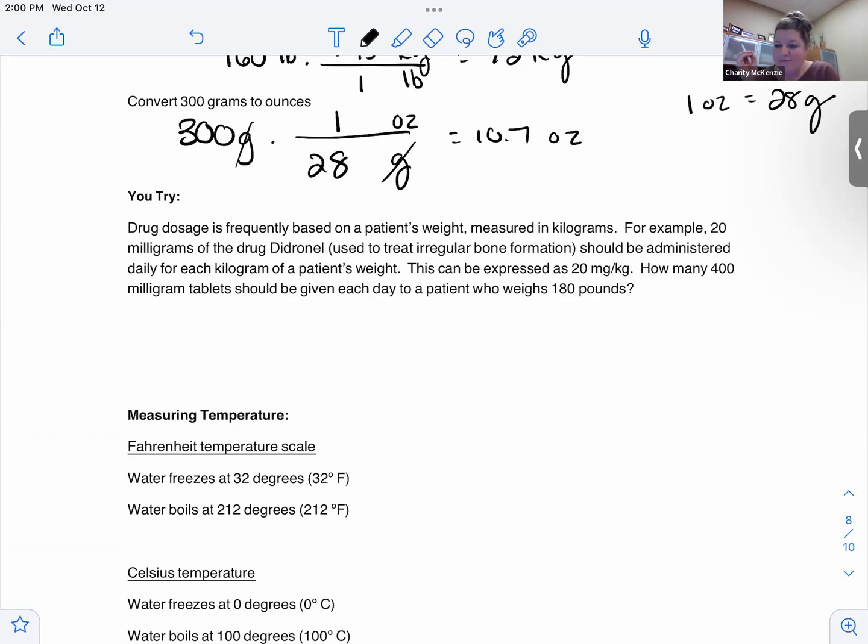Pause the video, try it, then come back and I'll show you. So my first thought, hopefully you paused, is to convert my pounds to kilograms. I don't know what yours was. So I took 180 pounds and converted that to kilograms.